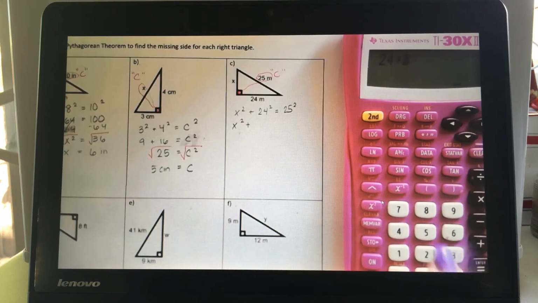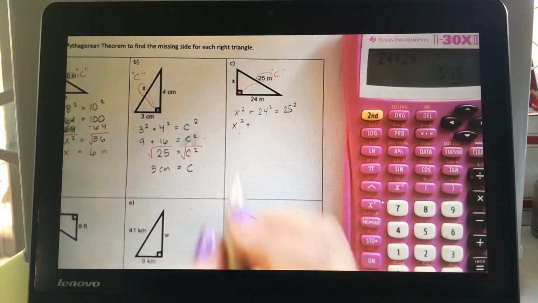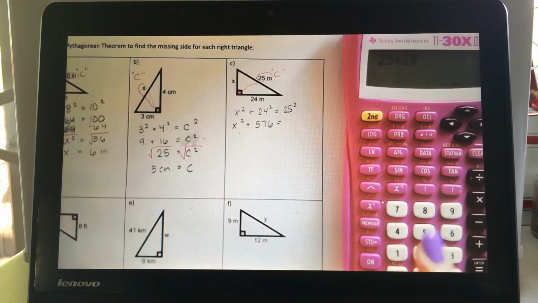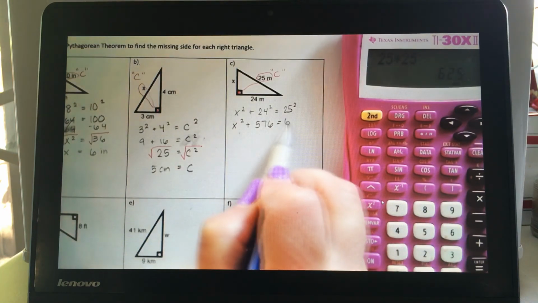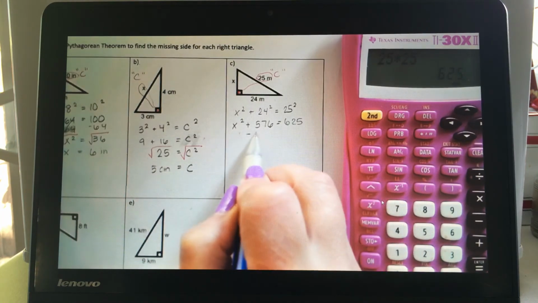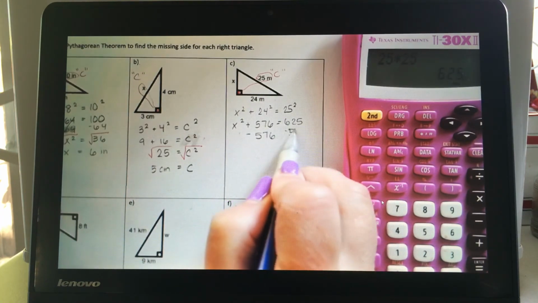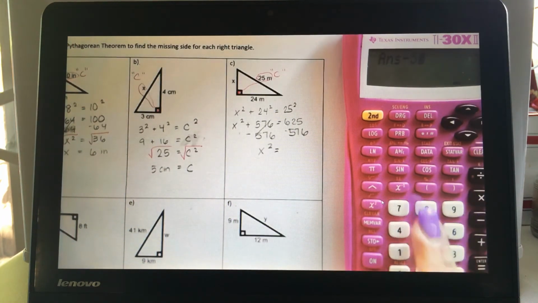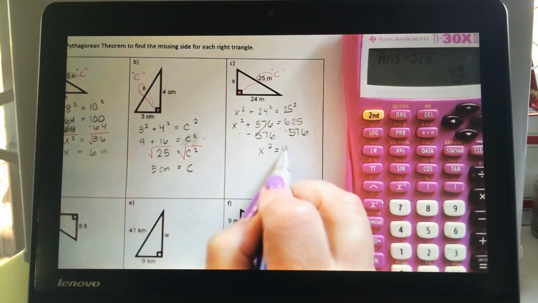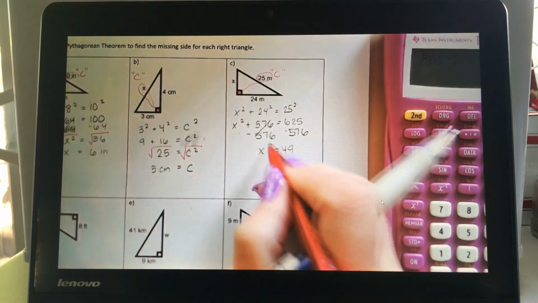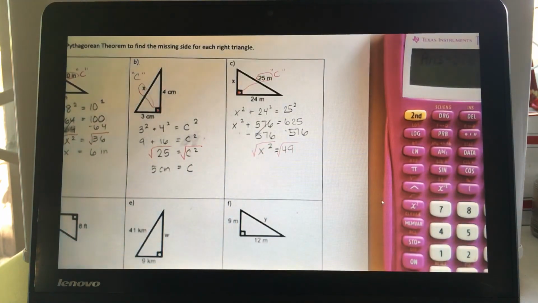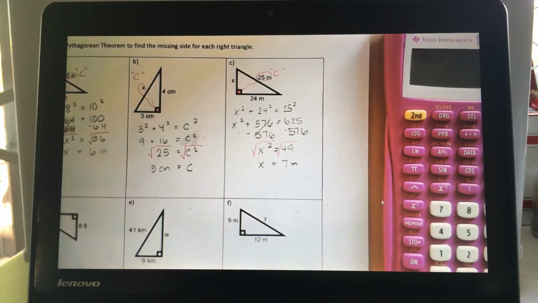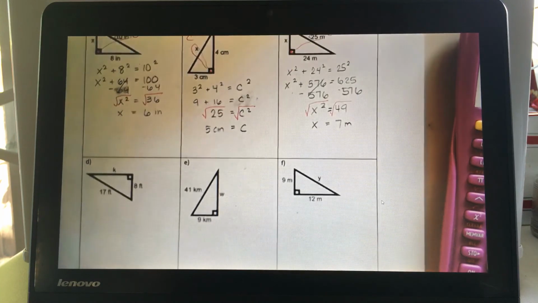24 times 24 is 576. And then 25 times 25 is 625. And then we'll do our subtraction on both sides. And it gives us 625 minus 576 is 49. And then we'll go ahead and square root both sides. And that gives us 7 meters. All right, so let's take a look at just a couple more.